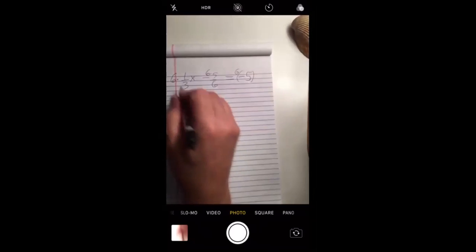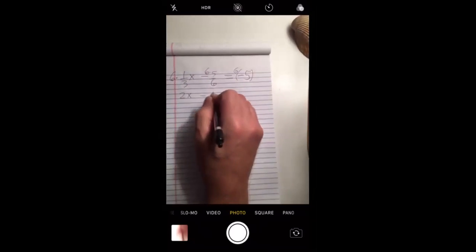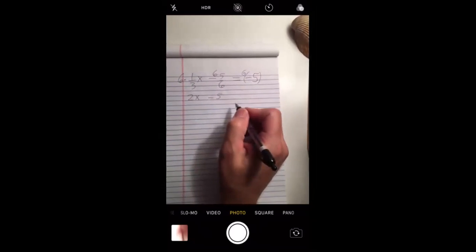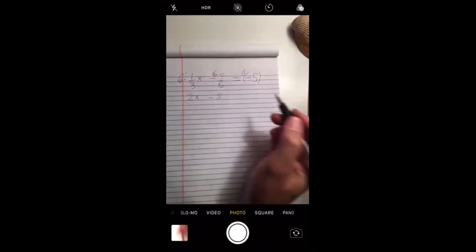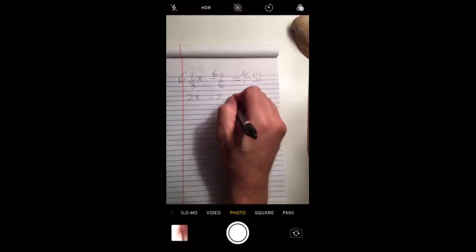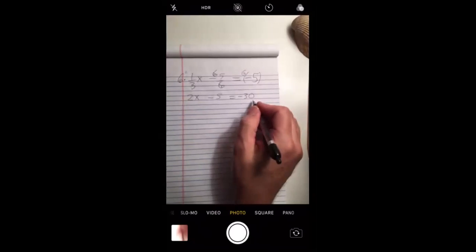on both sides. You still get a 2x. You still get a minus 5. That's identical. 3 into 6 twice. 6 completely cancels here. But over here, you're getting a negative 30. Not a positive like the other case.